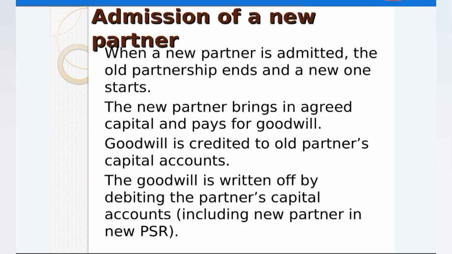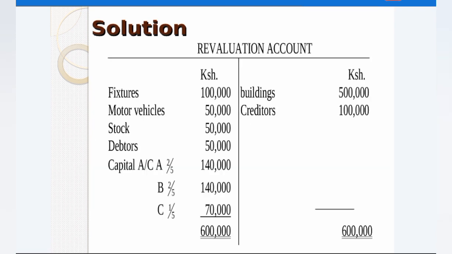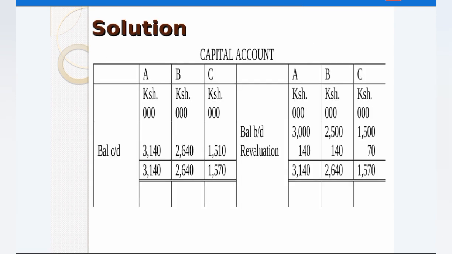So that is how you are supposed to deal with the revaluation of assets when you create a revaluation account. If it was a loss, then you know the entries that you are supposed to pass. For a loss, you have to credit the revaluation account and debit the partner's capital account. But since this is a gain, we debited the revaluation account and credited the capital account.